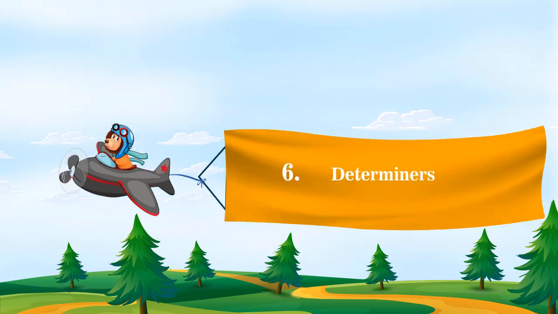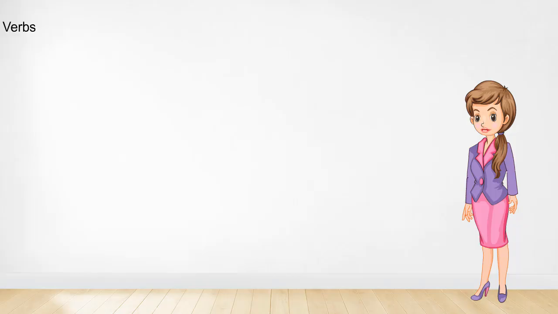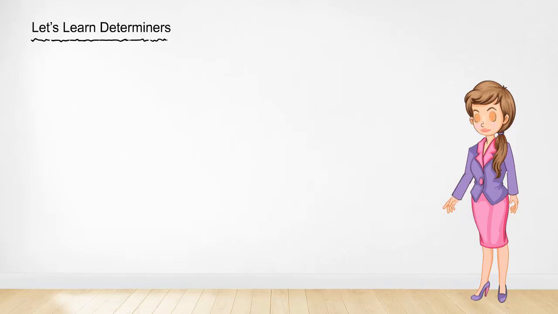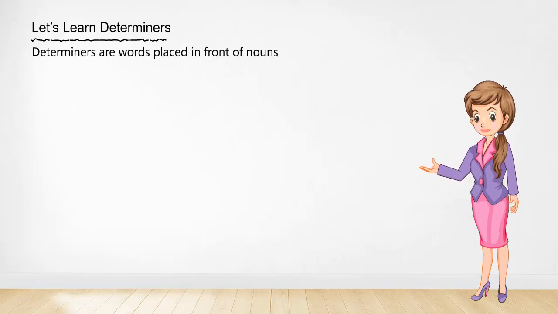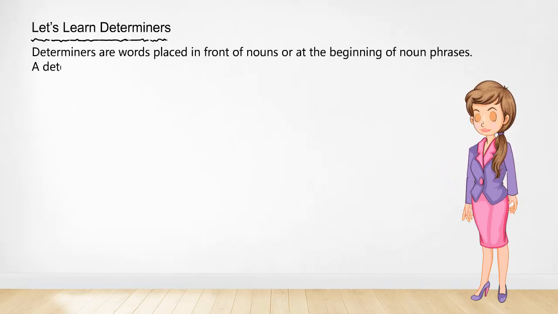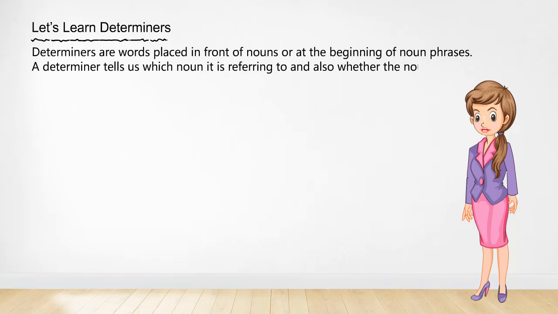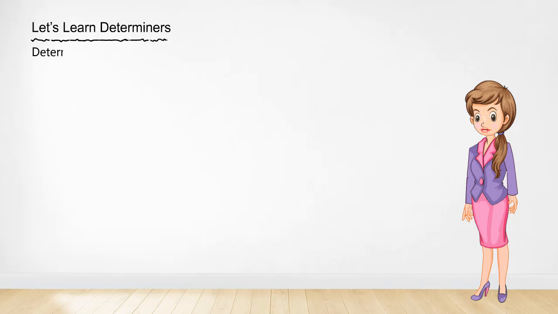Chapter 6. Determiners. Let's learn determiners. Determiners are words placed in front of nouns or at the beginning of noun phrases. A determiner tells us which noun it is referring to and also whether the noun is specific, definite, or general, indefinite. Determiners are of different types.